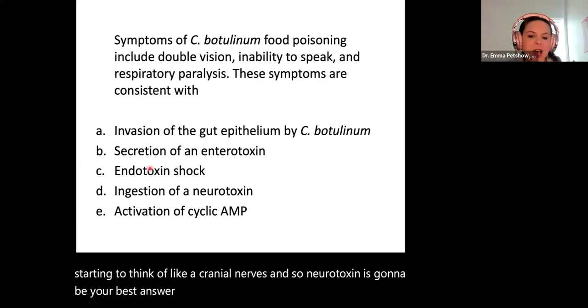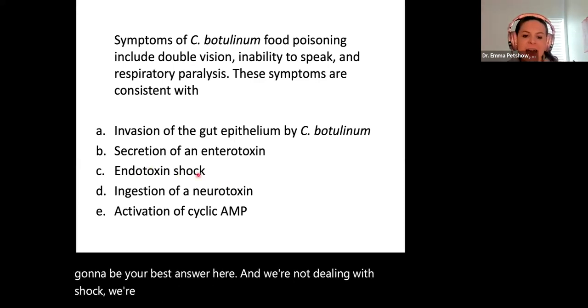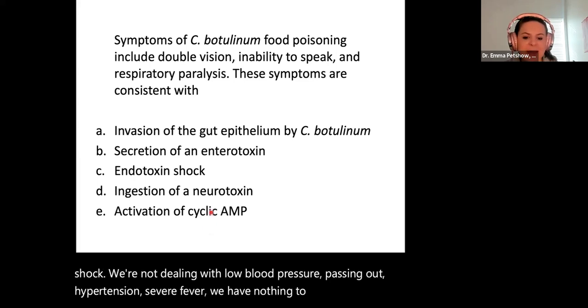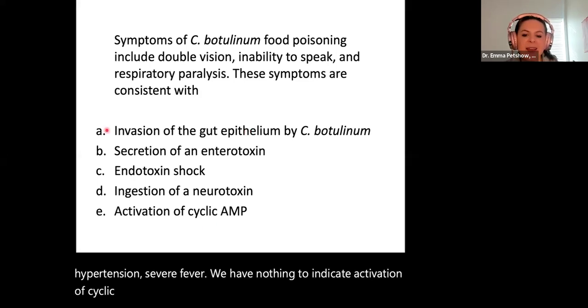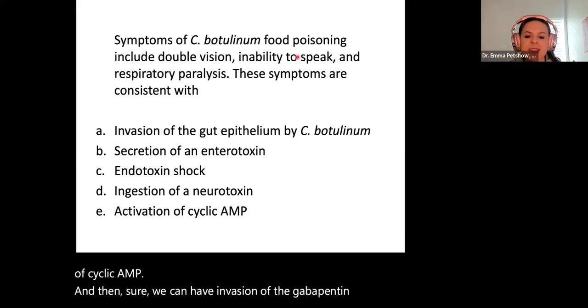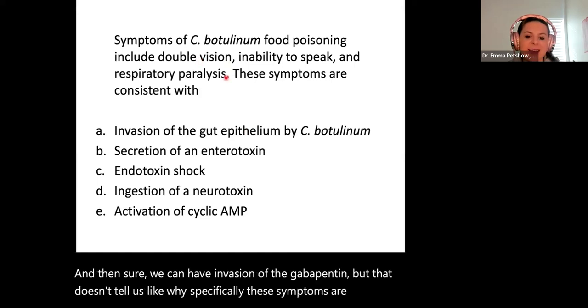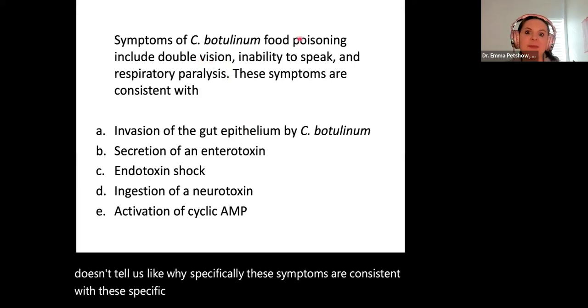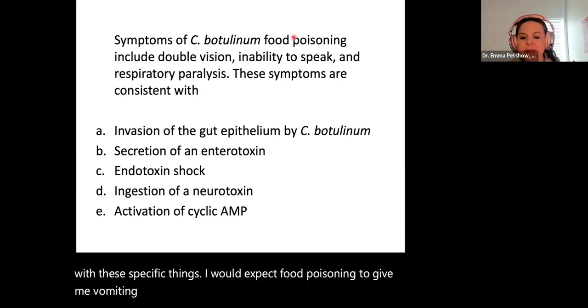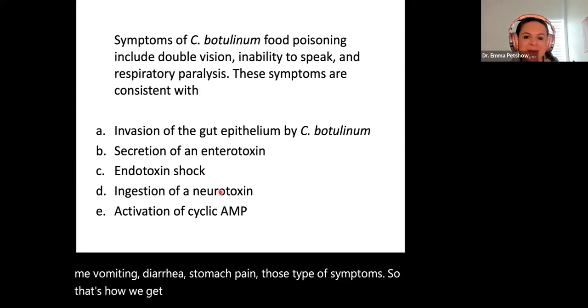We're not dealing with shock. We're not dealing with low blood pressure, passing out, hypotension, severe fever. We have nothing to indicate activation of cyclic AMP. And then sure, we could have invasion of the gut epithelium, but that doesn't tell us why specifically these symptoms are consistent with these specific things. I would expect food poisoning to give me vomiting, diarrhea, stomach pain, those type of symptoms. So that's how we get to D being your best answer.